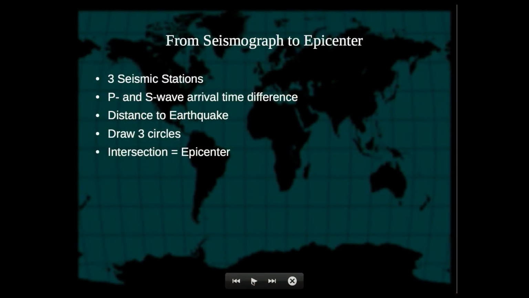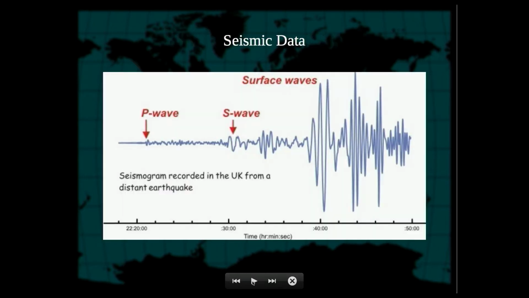So there's basically these 5 steps if you boil it down. You have to get data from 3 seismic stations. You have to get the difference between the primary and secondary wave arrival times. And then you have to use that to get the distance to the earthquake. Then you get a map and draw 3 circles. And then the intersection of those 3 circles is the epicenter.